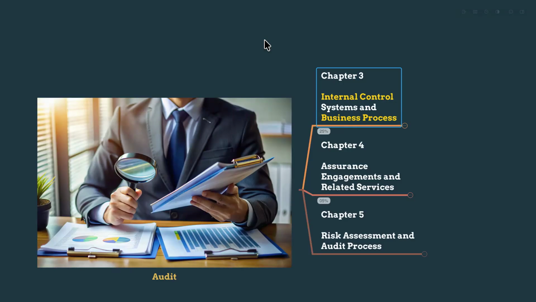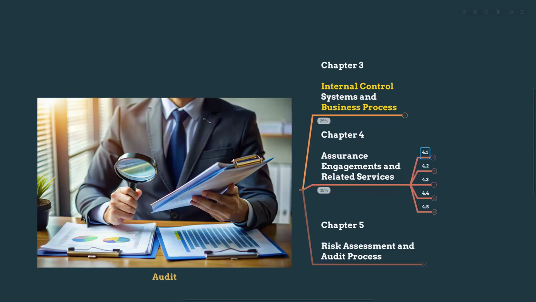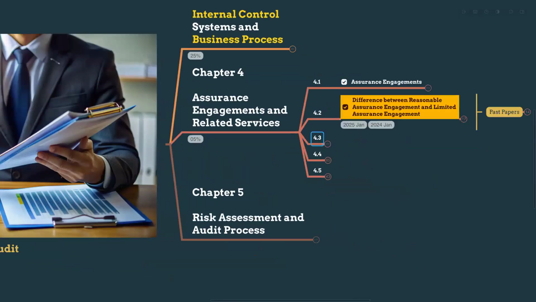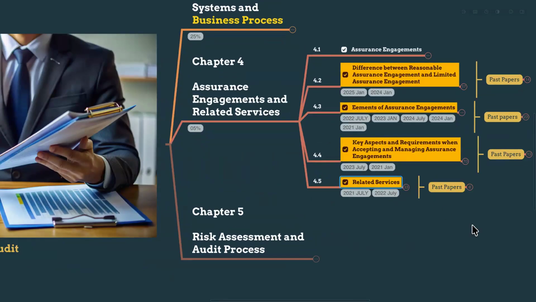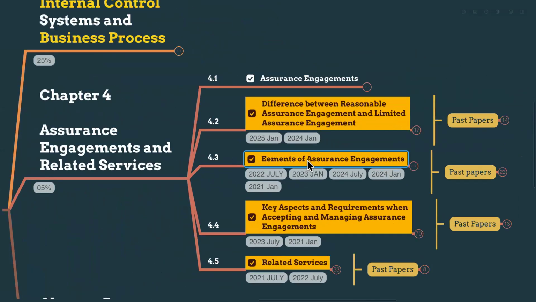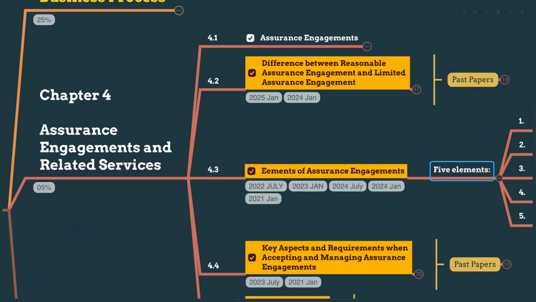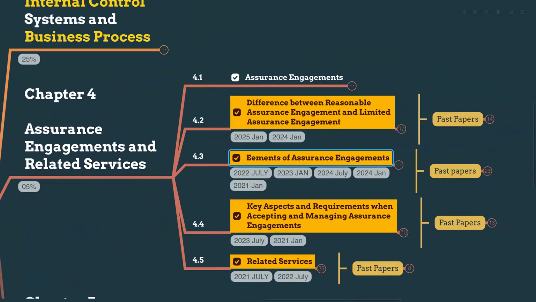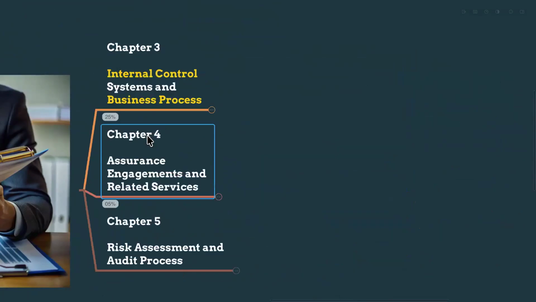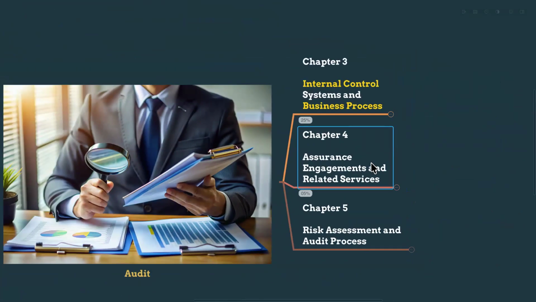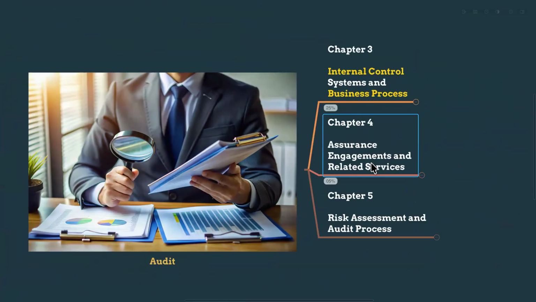So congratulations, we have completed 25% of the syllabus. And in the next session, we will start chapter 4, that is 5%. Very simple. Within 2 or 3 classes, I will finish this chapter 4, that is assurance engagement and related services. We will have 4.1, 4.2, 4.3, 4.4, and 4.5 here. The important area is the elements of an assurance engagement. There are 5 elements we will talk about in the next session. So hopefully I will finish this chapter 4 within 2-3 classes with the past papers. Right? Get ready, prepare well, and let's crack the exams with a high standard.